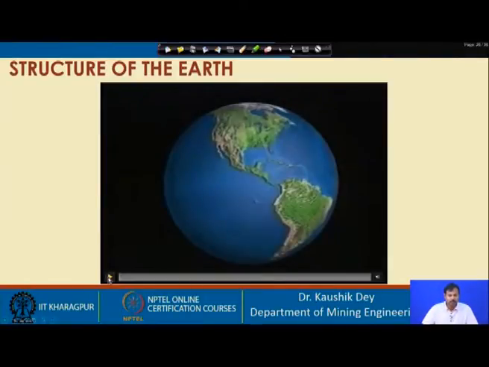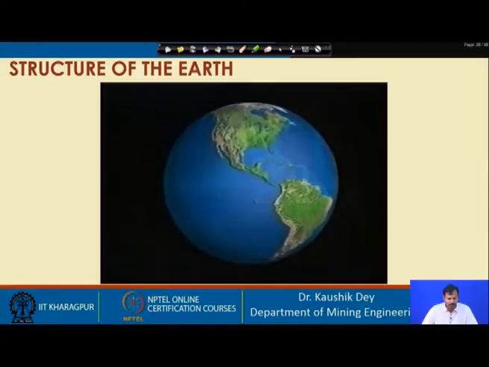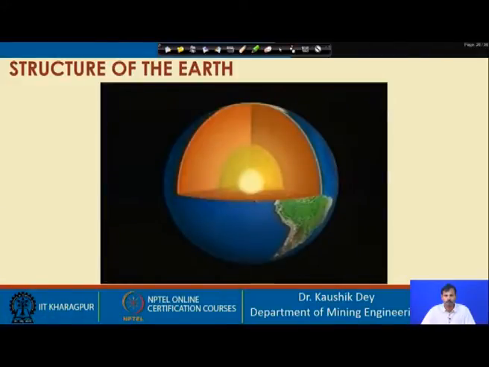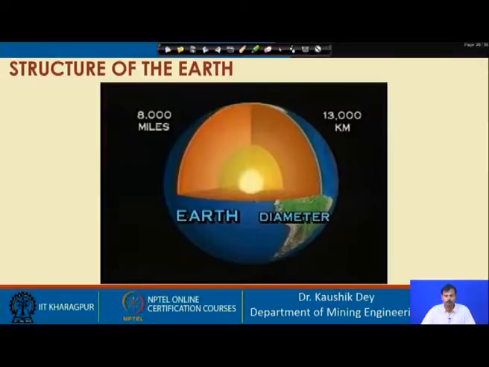To understand the structure of the earth, let us see this video which is downloaded from YouTube. So, this will give you a better understanding of the earth crust. If we could split open our planet, we would see that it is made up of various zones. The earth is approximately 8,000 miles or 13,000 kilometers in diameter from the North Pole to the South Pole.